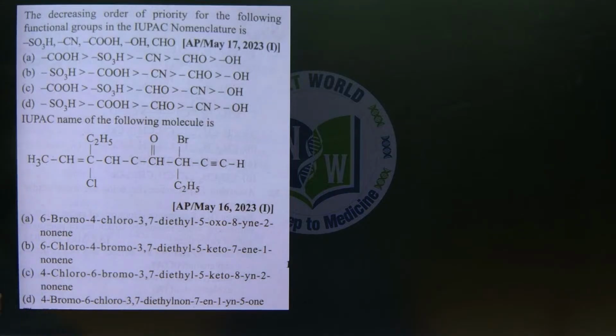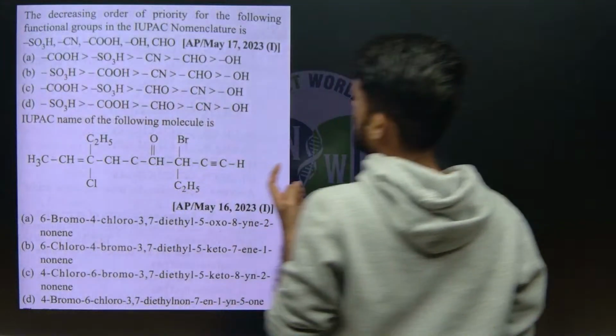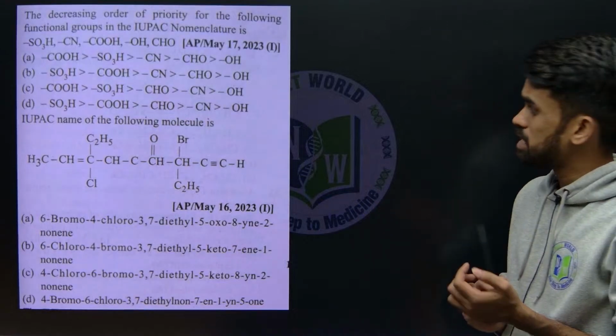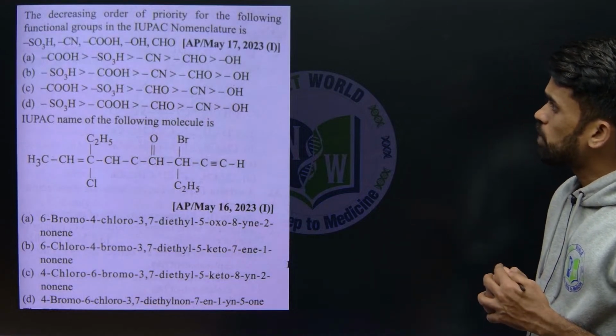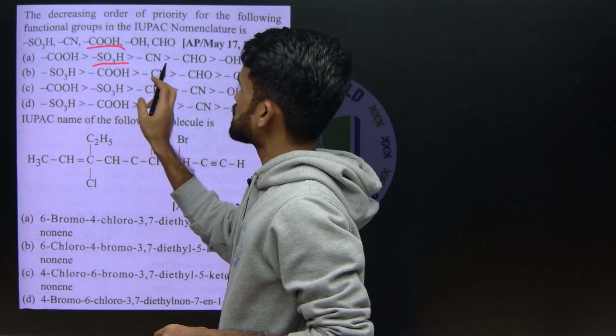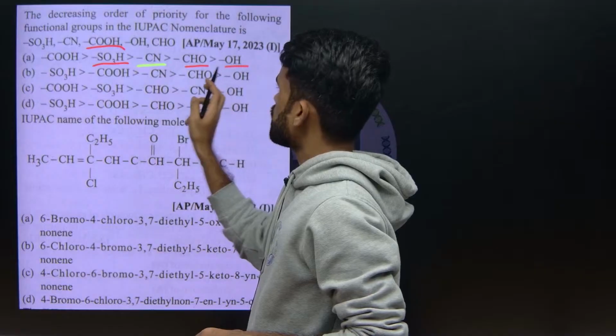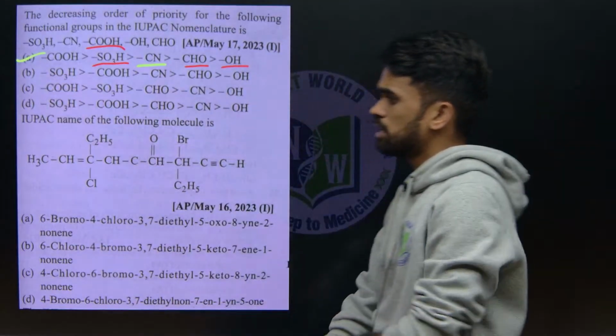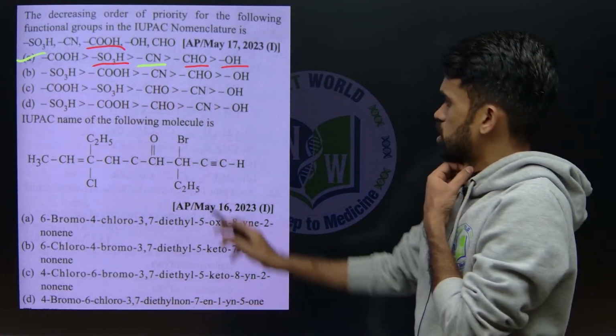Just tell me what will be the priority order of the given functional groups. Again, from yesterday's discussions, these questions are. Okay, we know carboxylic acid is more, then next sulfonic acid, then next cyanides, then next aldehydes, hydroxys. First option is perfectly correct. Okay, next, can you answer me this question now?